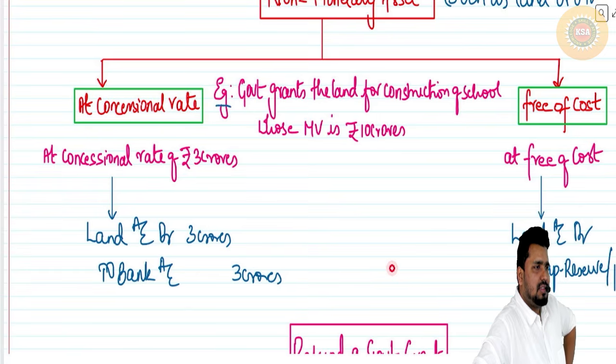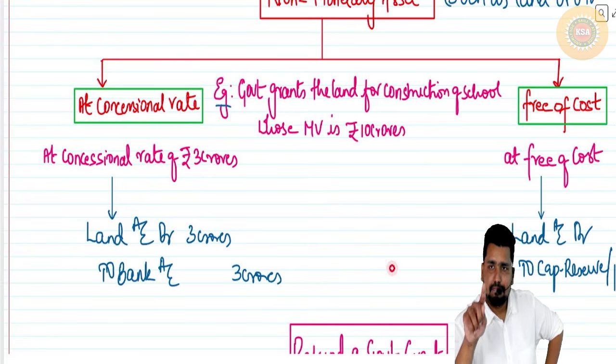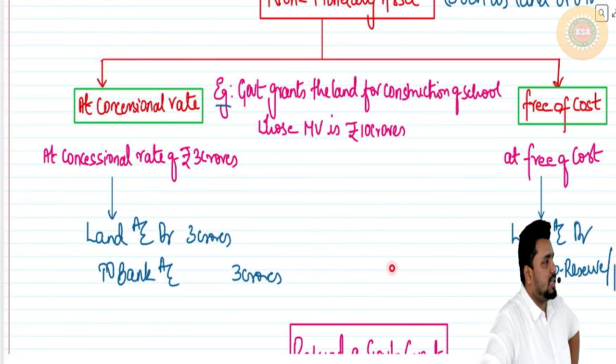Nominal value means a very negligible or immaterial amount that does not impact the decision of the users. It can start with 1 rupee, 10, 100, or 1,000. Make sure it is immaterial. The question relates to this non-monetary asset which we are receiving free of cost. The standard says one thing, as I showed you that day also: it should be recognized at nominal value.